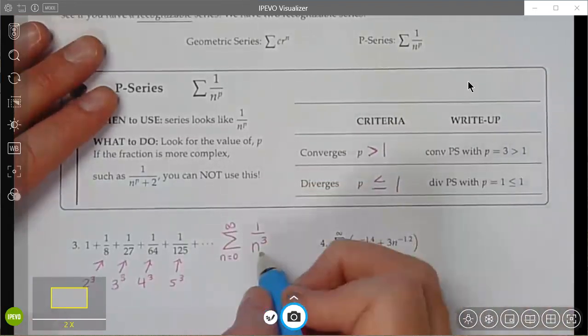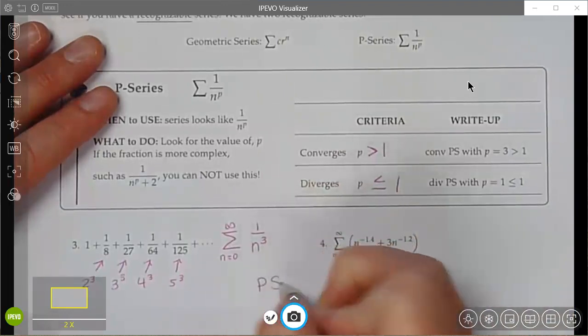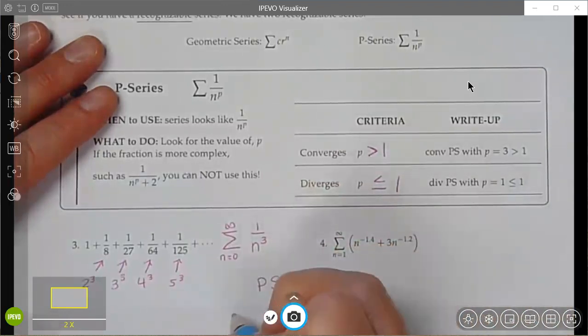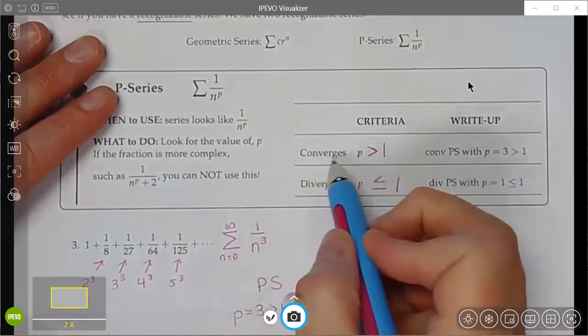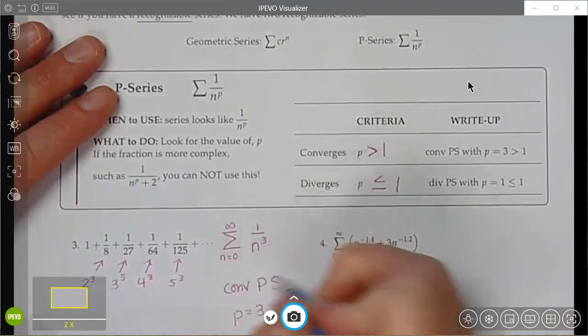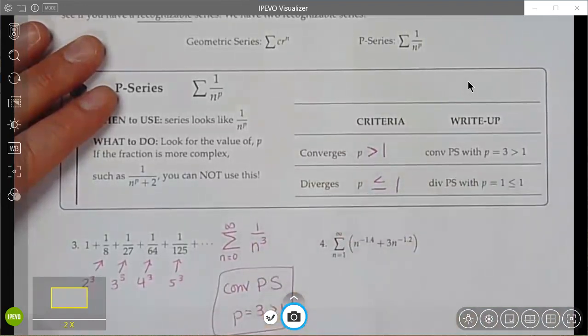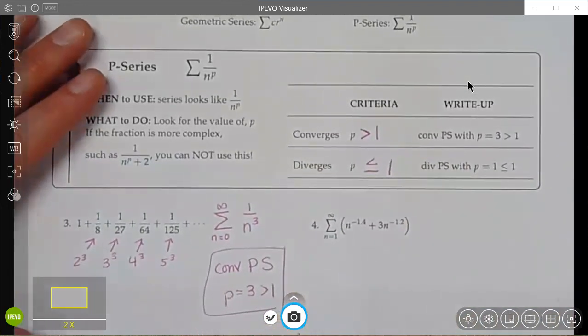Okay, so that is a p-series. I'll write down p-series as my write-up. I know that p is equal to 3, which is greater than 1, so that meets this criteria here. So this is a convergent p-series, p equal to 3 greater than 1. So that's how we would do that write-up.